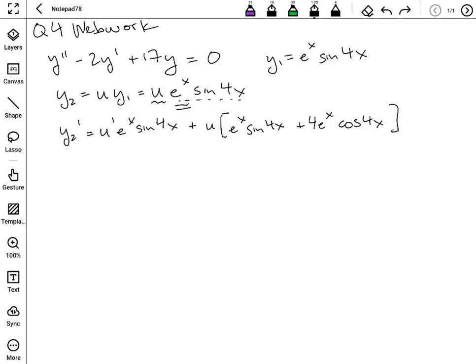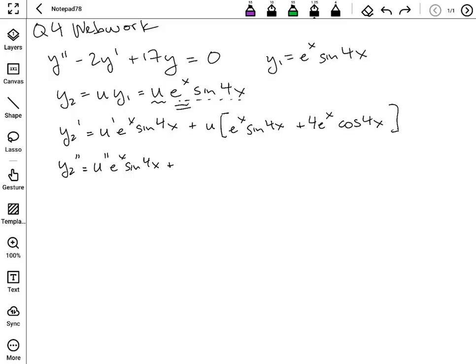I'm going to leave it in the form it is. Sometimes when we do the variation of parameters functions, I like to reorder everything, but rearranging the u's might cause more confusion than help. So next I'm going to take the derivative of this first term here. If I take the derivative of u prime, it becomes u double prime, and I leave e to the x sine 4x the same.